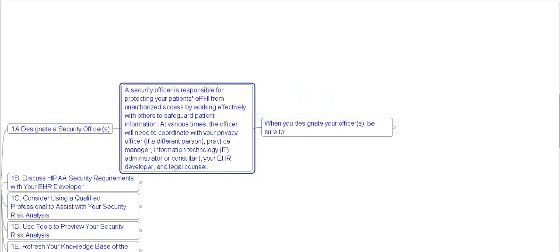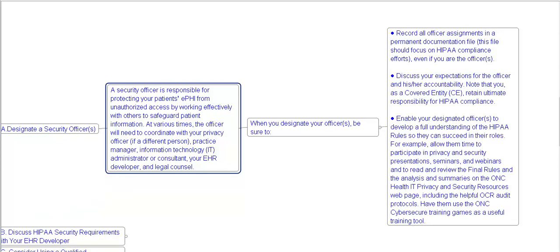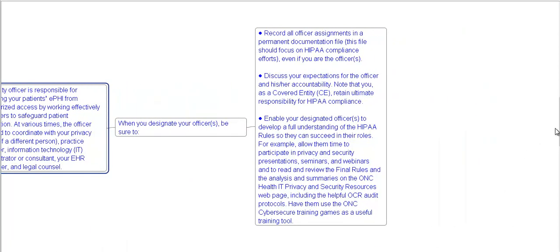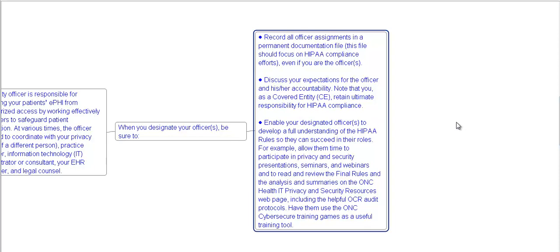When you designate your security officer, be sure to record all officer assignments in a permanent documentation file. This file should focus on HIPAA compliance efforts, even if you are the officer. Discuss your expectations for the officer and his or her accountability.